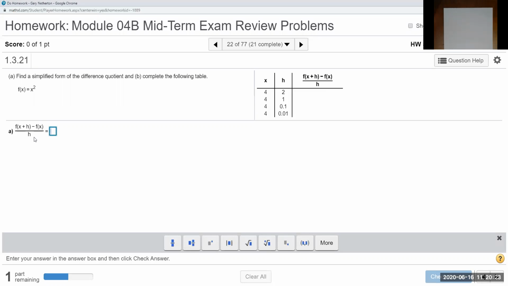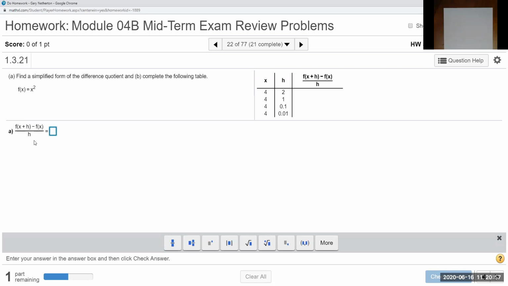So let's go and do this first, because this is really a problem of just understanding function notation. So we're going to get to this table in a little bit, but right now let's just do this, where we're given a function, f of x equals x squared, and we're asked to determine this expression, f of x plus h minus f of x over h. And this is a special expression called the difference quotient.